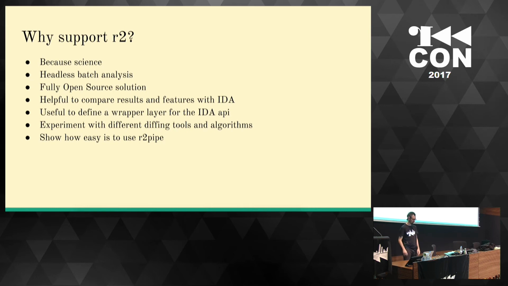So the reason for this is mainly, as I said before, because science. Mainly for headless analysis, you can automate things, you can run it in remote machines, you can use it for comparing the results of different tools. So I would like to compare the analysis of IDA with the analysis of radare2 to see where are the things that I'm missing, or compare different analyses of radare2 to see the differences in different programs and using different options for analysis to compare the results.